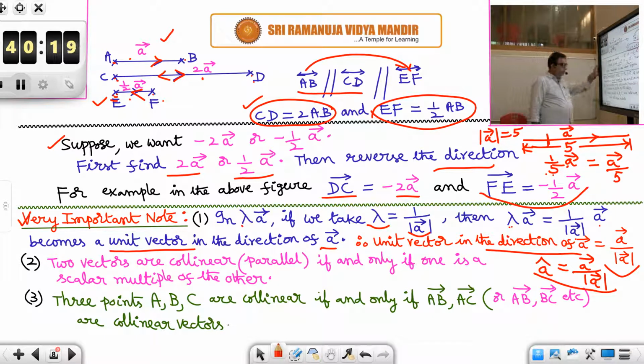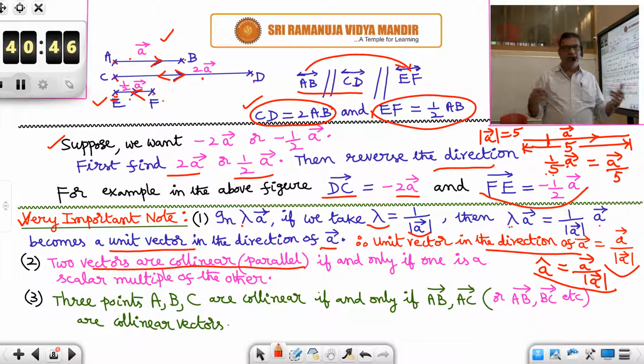Next, another important point. Two vectors are collinear. You know that there is no difference between collinear and parallel in the case of vectors. Vectors are collinear, vectors are parallel. Both mean the same thing. Because of which concept? Free vector concept. A vector can be shifted parallel to its initial position, keeping the direction same.